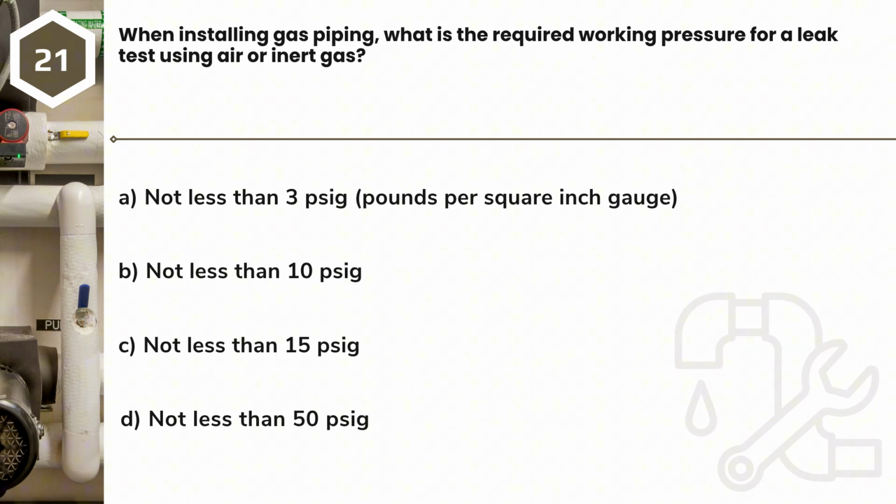Question 21. When installing gas piping, what is the required working pressure for a leak test using air or inert gas? A. Not less than 3 psig, pounds per square inch gauge. B. Not less than 10 psig. C. Not less than 15 psig. D. Not less than 50 psig.